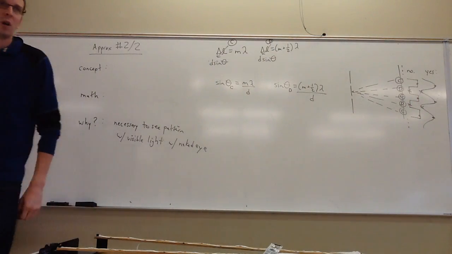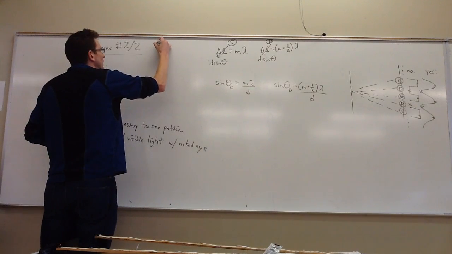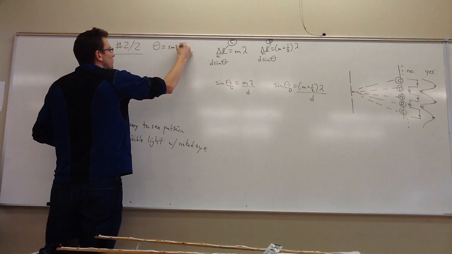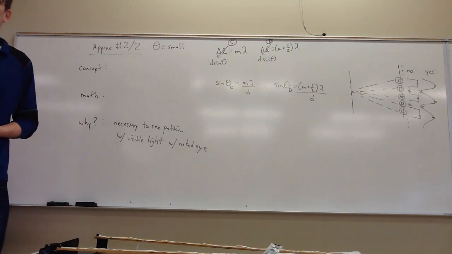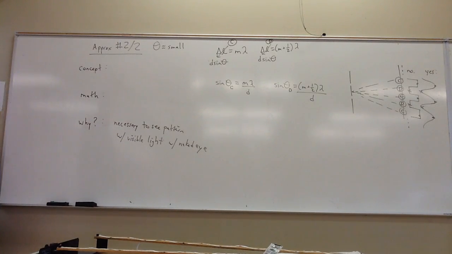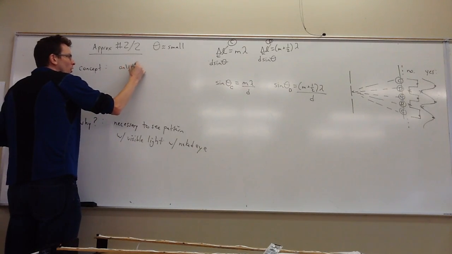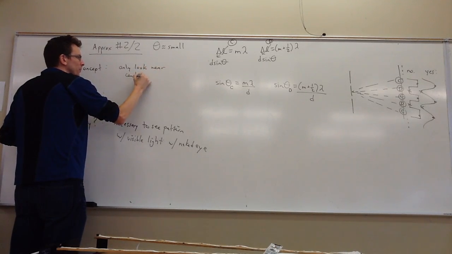So, what is the second approximation? The second approximation is that we look at small angles. So we talked about this map of angles where we see stuff, and we're going to restrict it to only small angles. Okay? So what that means conceptually is that we only are looking near the center of the screen.